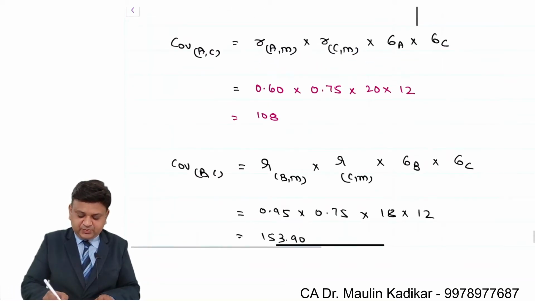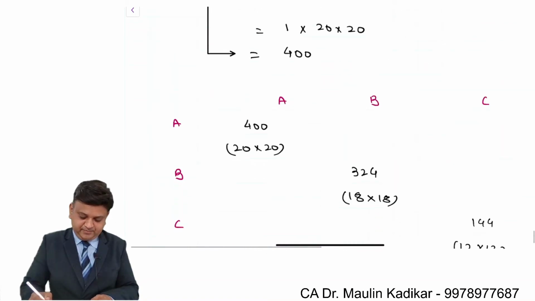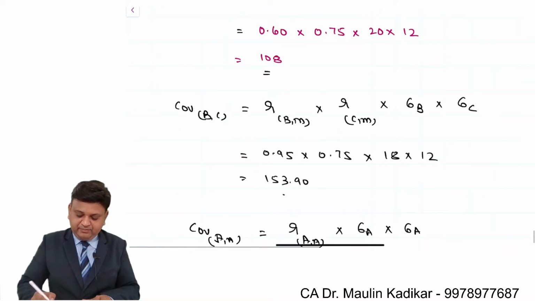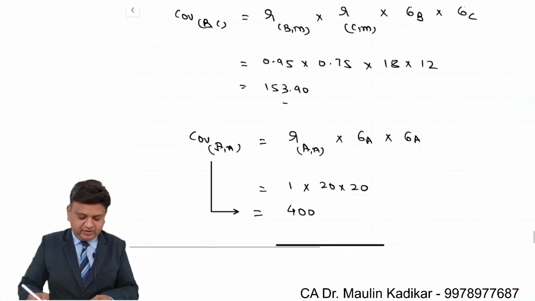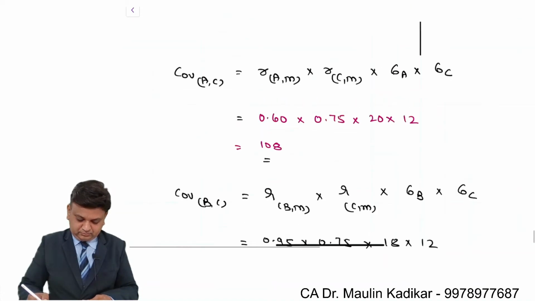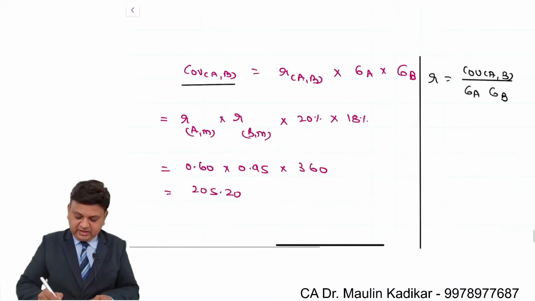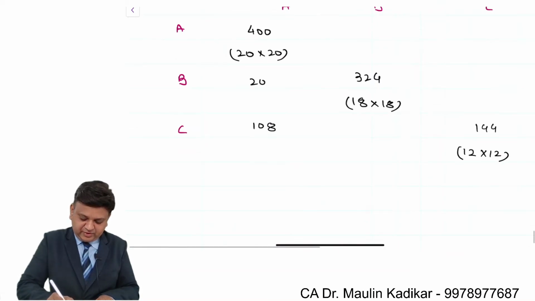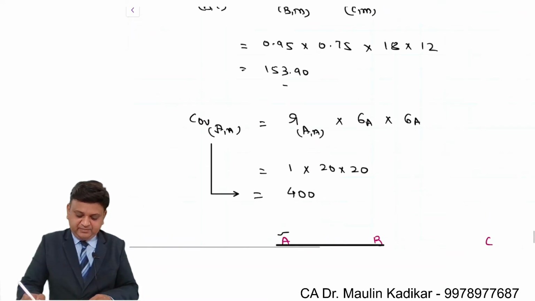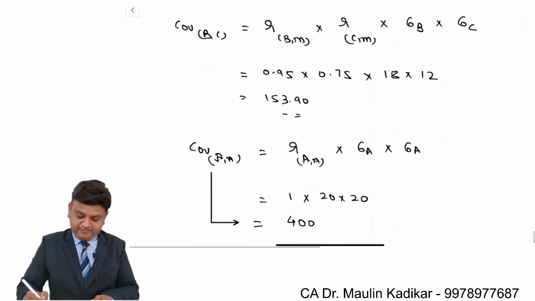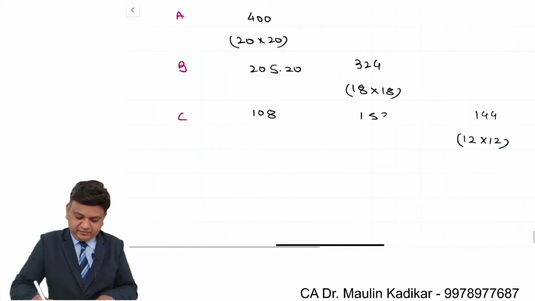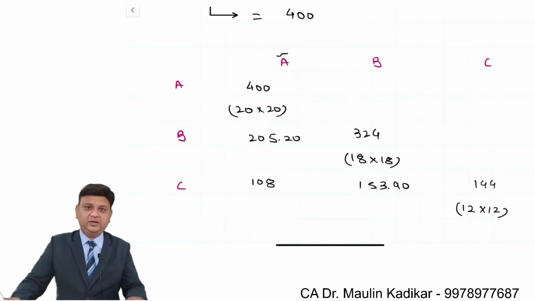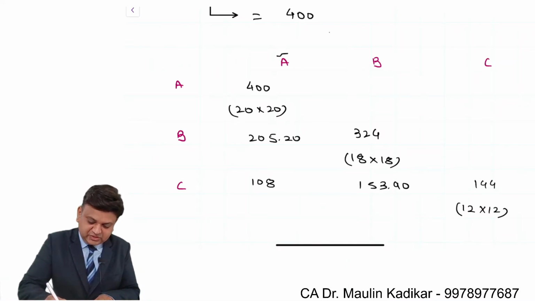Next, the covariance between A and C is 108. So A with C is 108. Sorry, A with B, I forgot to write, is 205.2. And B with C is 153.9. This is the way the entire matrix can be prepared. It is what we understand as the covariance matrix.